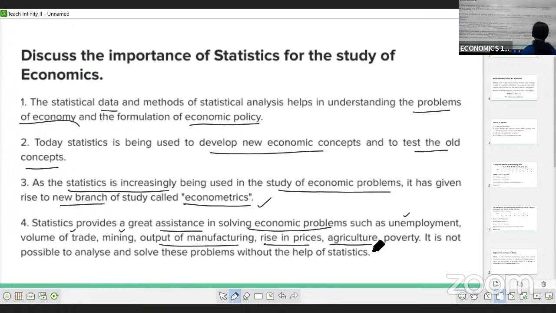Next, we'll go with, okay, this is only the one SAQ. Then we'll go with the VSAQs.